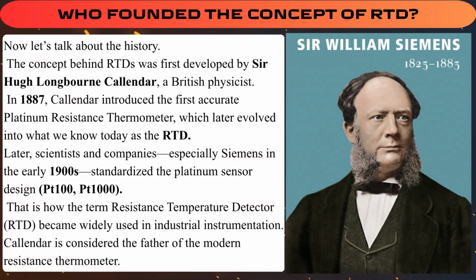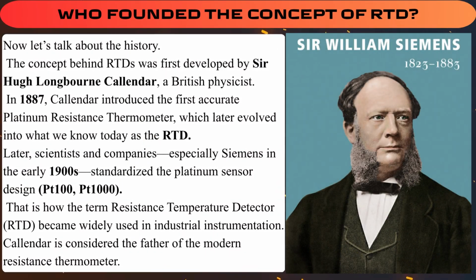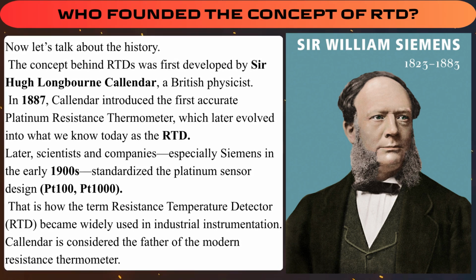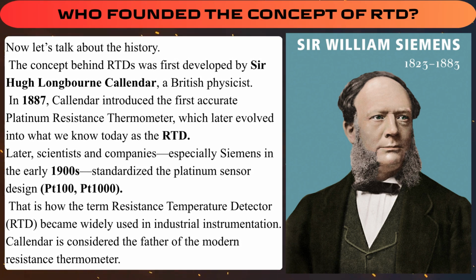Now let's talk about the history. The concept behind RTDs was first developed by Sir Hugh Longbourn Callendar, a British physicist. In 1887, Callendar introduced the first accurate platinum resistance thermometer, which later evolved into what we know today as the RTD.